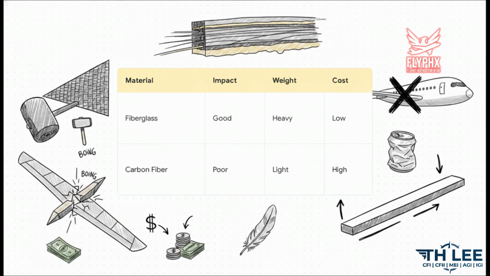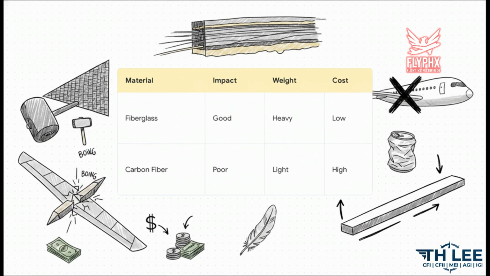So what exactly is a composite? At its core, composite materials are fiber-reinforced matrix systems. The matrix is essentially the glue, most commonly an epoxy resin, which is a thermosetting plastic that holds everything together and gives the part its physical shape. But the fibers are what actually carry the load.